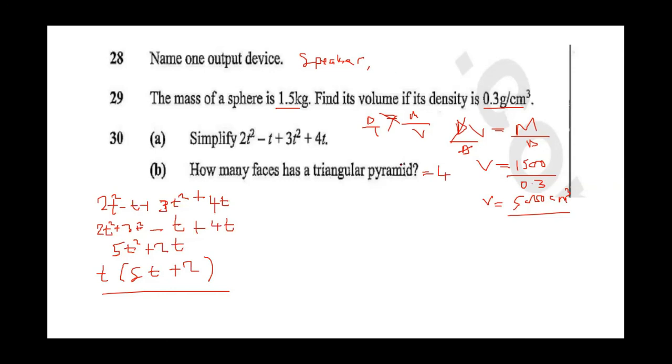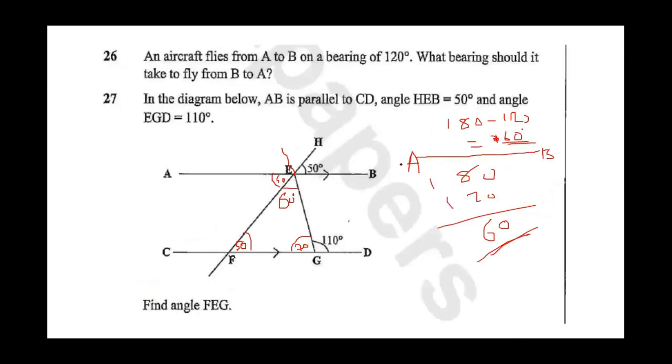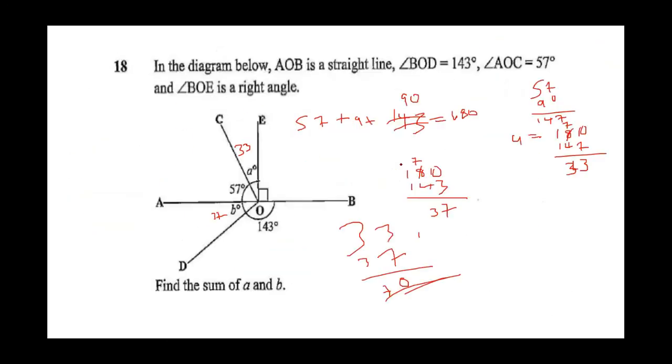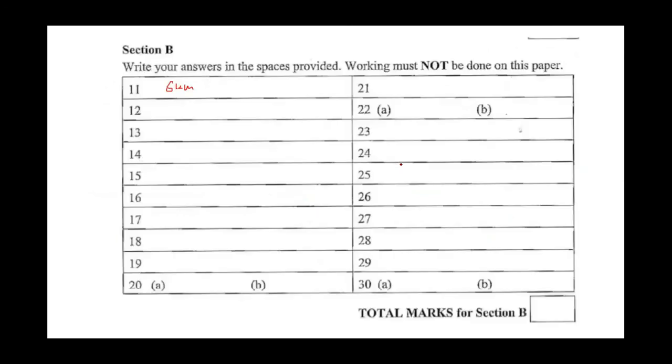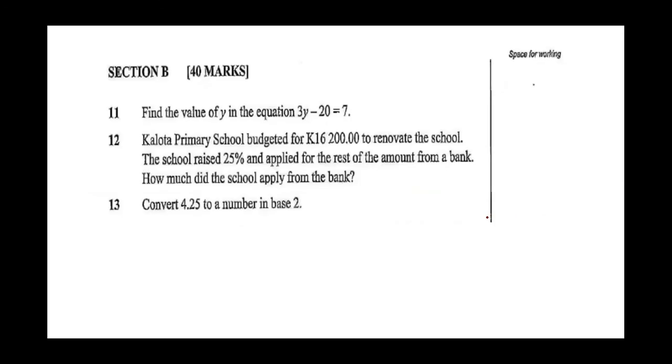This is the end of the calculations. After finding all these final answers, they are the ones you're supposed to write in the answer sheet here. You just write the final answer, and all the working should be done within the space for working. All right, that is how you find these things.